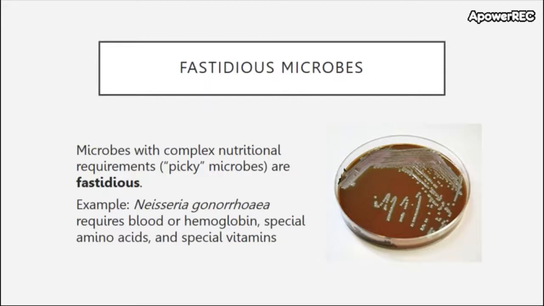Let's talk about fastidious microbes. Some organisms are fastidious, meaning they are picky in their nutritional requirements. An example of this would be Neisseria gonorrhea, which requires blood or hemoglobin that has special amino acids and special vitamins in order to grow. In fact, most organisms are so fastidious they can't even be grown in the lab. If you remember back to, I believe it's our first lecture, we covered that over 99% of microbes are non-culturable.